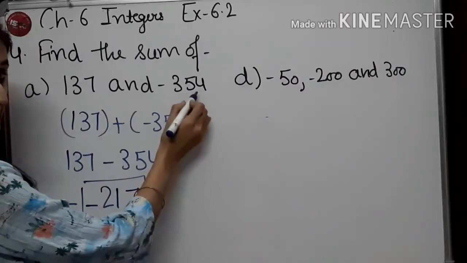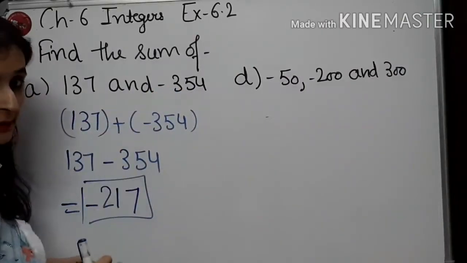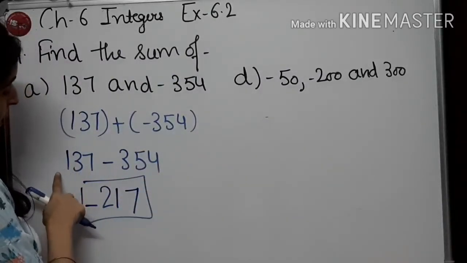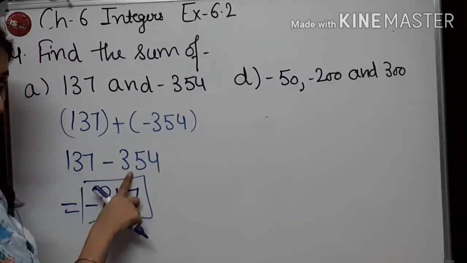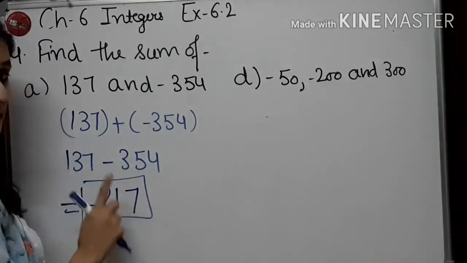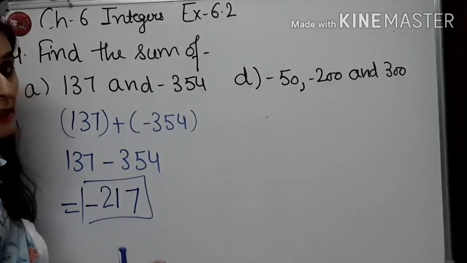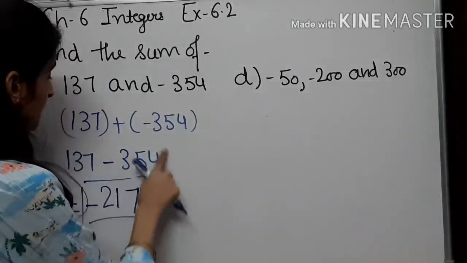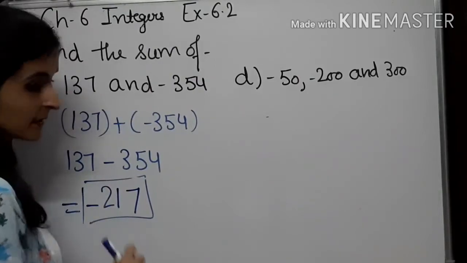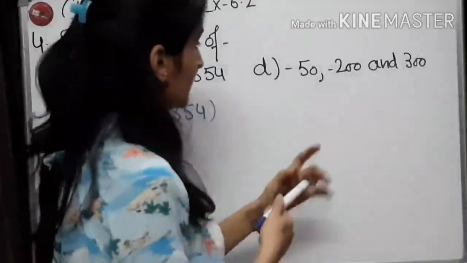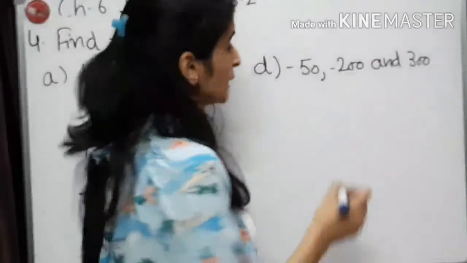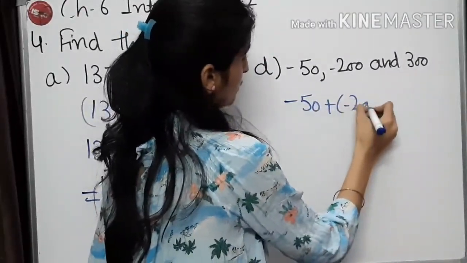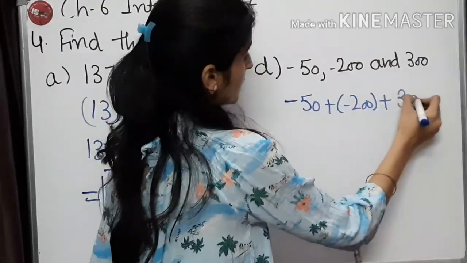Right? So what we have done? We have to add these two numbers. So I have written positive sign in between. Now plus minus is minus. So if we have one positive sign integer and one negative sign integer, we will subtract, and the sign will be of the number which is greater, and the greater number has negative sign here. So we will write negative sign. In next question we have to add three numbers. So -50 plus -200 plus 300.